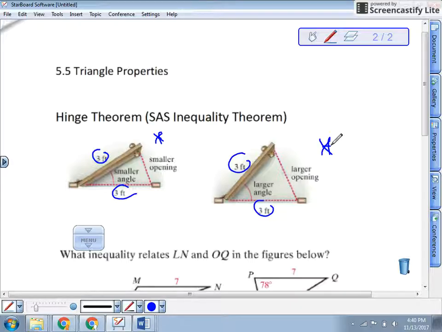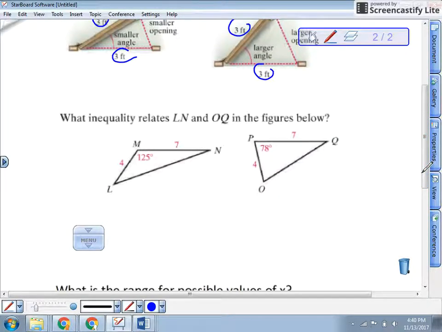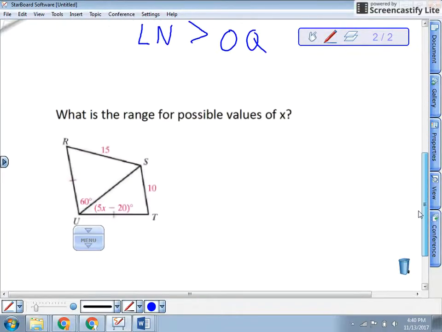So when you have two congruent sides, depending on the measure of the included angle, it will determine which opposite side is greater or smaller. Here's a quick example. Which inequality relates segment LN to OQ? Here are our two congruent sides, 4 and 4, and then we've got our 7 and 7. So there's our included angle. This one right here is greater than 78, so we know that this opening must be longer than OQ. So segment LN is greater than OQ because that included angle is greater. It's that easy.